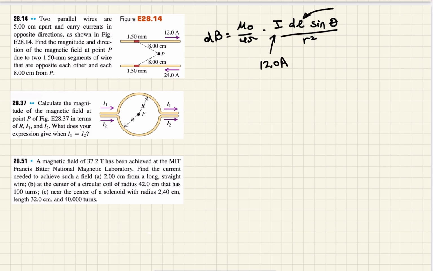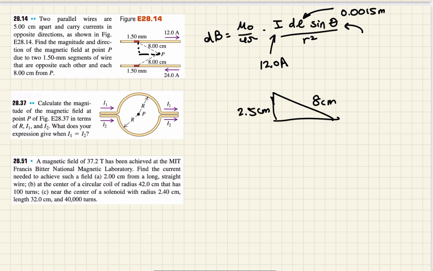dl is going to be this little segment, so that's 1.5 millimeters or 0.0015 meters. Sine theta, well, what's sine theta? You can just draw a right triangle here, where this is 8 centimeters. What else does it tell us? Oh, they're 5 centimeters apart, so this has to be 2.5 centimeters.